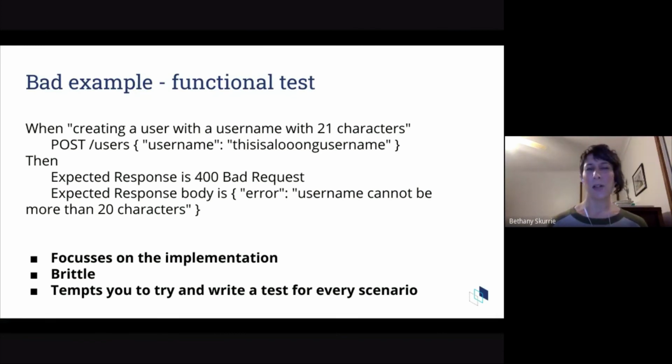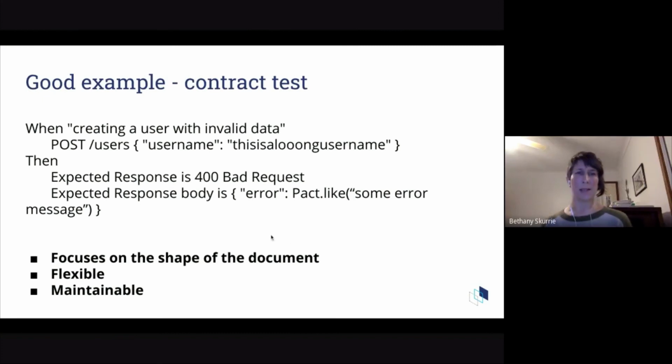And thirdly, it tempts you to write a test for every different scenario. It tempts you to start doing things like boundary testing and doing things that are out of the scope and are going to make the Pact tests burdensome and slow and a drag on the provider, because it doesn't leave the provider free to change things that don't really concern the consumer. So here's a much better example.